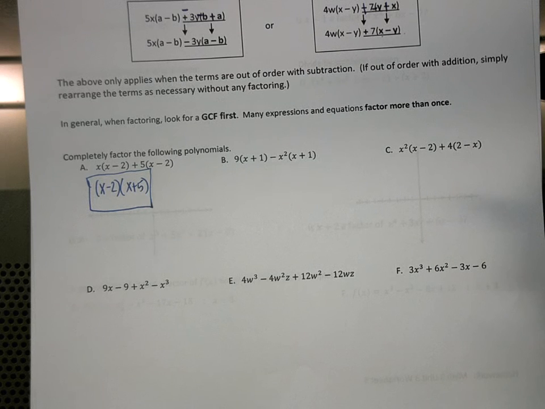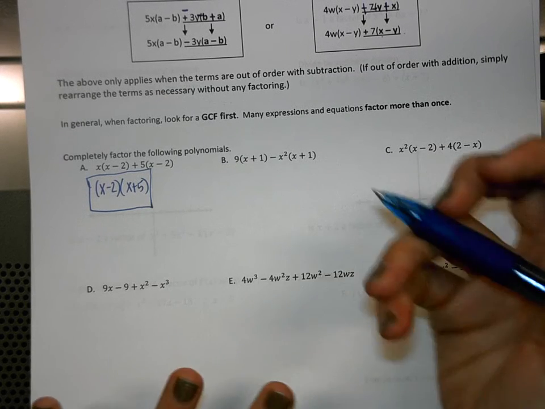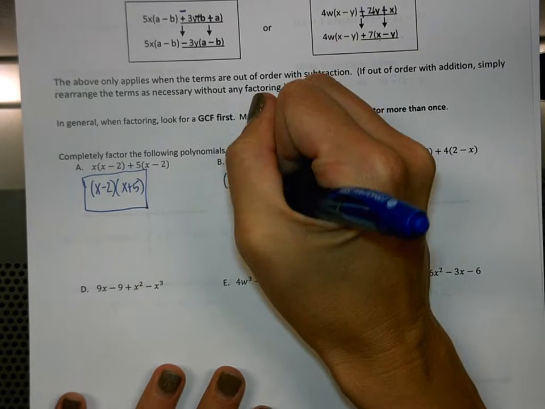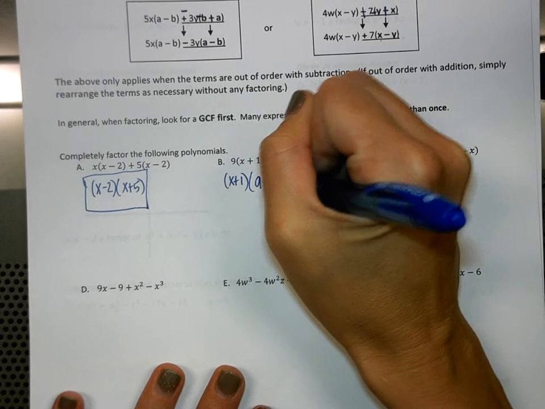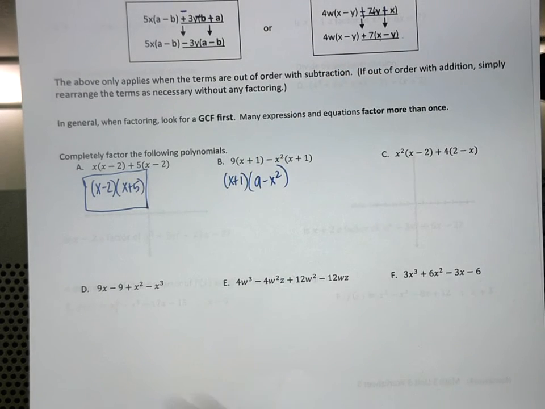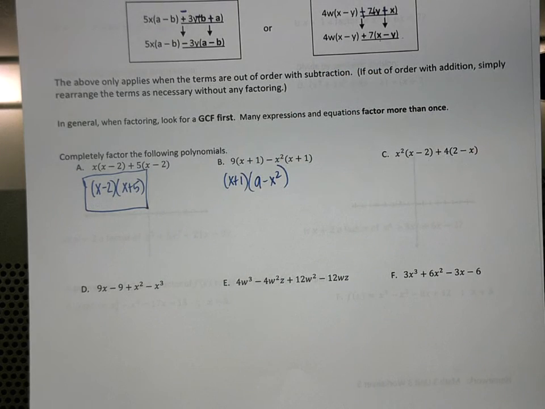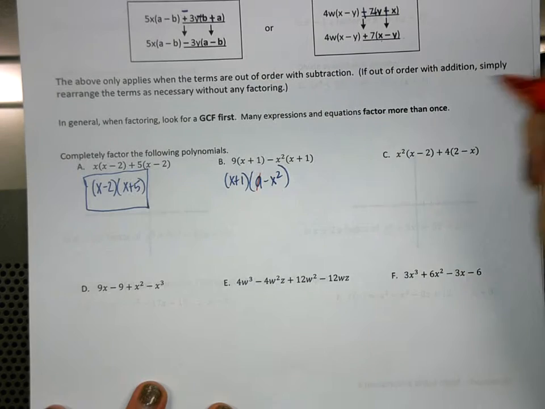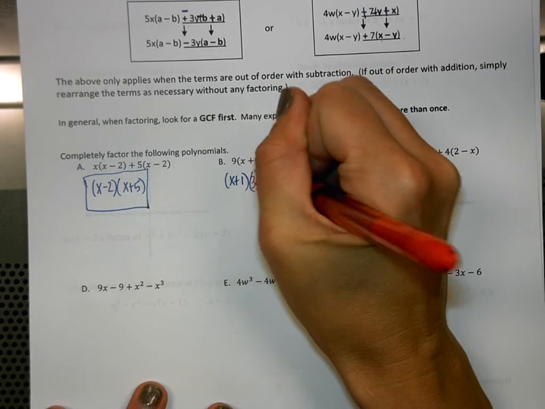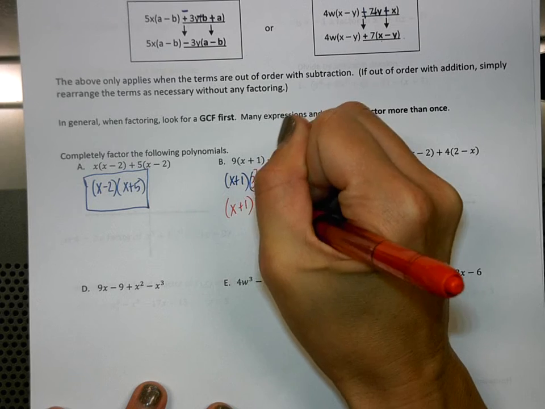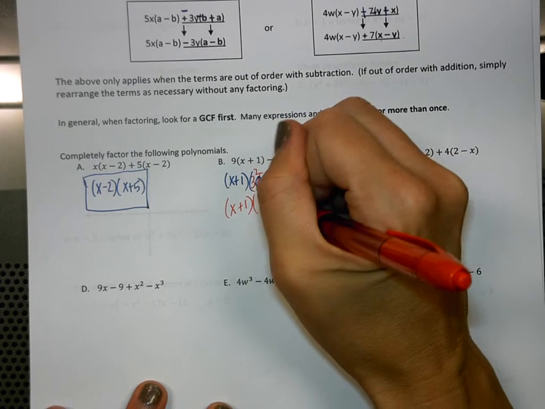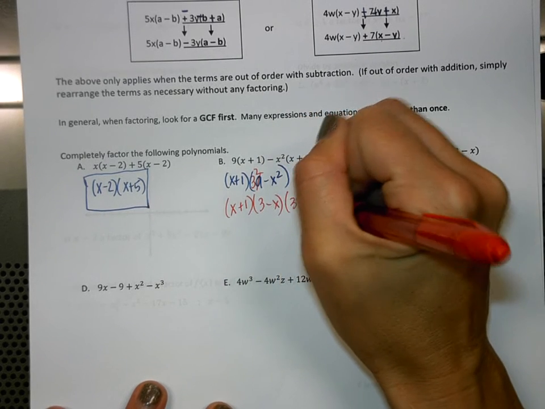Another thing is we're always checking for GCF first. In this case, our GCF is our parenthesis, right? And so on B, what am I factoring out? X plus 1. And we're left with 9 minus x squared. And can either one of those be factored further? Yeah, the 9 minus x squared, because that is a difference of squares. And 9 I could rewrite as a square and make it 3 squared. And so I have x plus 1. And then remember we're separating these, and so I have 3 minus x and 3 plus x.